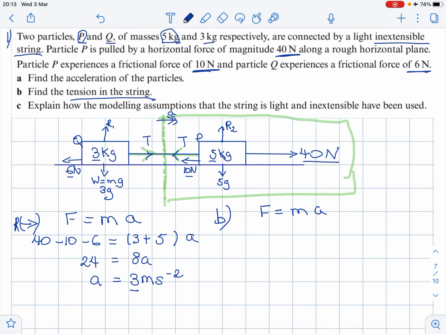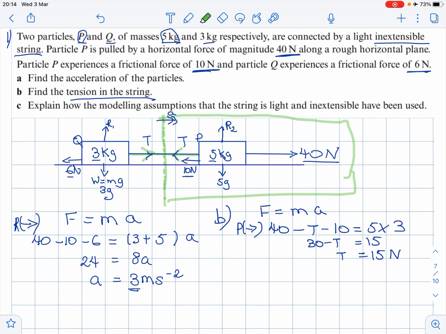To find the resultant force, particle P is going in this direction. So the 40 will be larger, so 40 minus T and minus 10 is equal to the mass of P, which is 5, and we know the acceleration is 3. So we have 30 minus T equals 15. So we know T must equal 15 newtons.